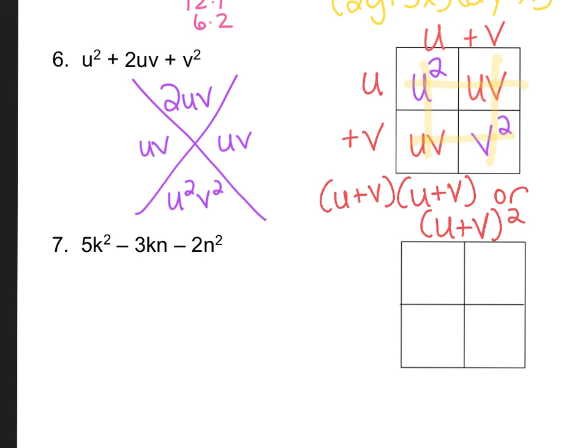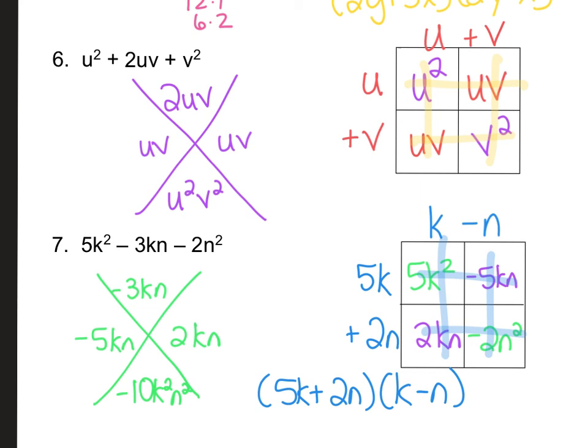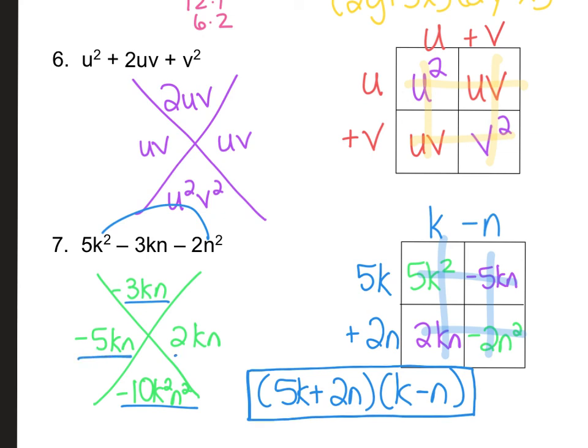Okay, so for the last one, I'm going to have you pause the video, work it on your own, and when you're ready, push play and see if you're right. Okay, so after doing this, I got 5k plus 2n times k minus n. So when I found my sum to be negative 3kn and my product to be negative 10k squared n squared by multiplying the two outside terms, I came up with negative 5kn and 2kn. And that's what I put back into my box, and I row and column factored to get my GCF.